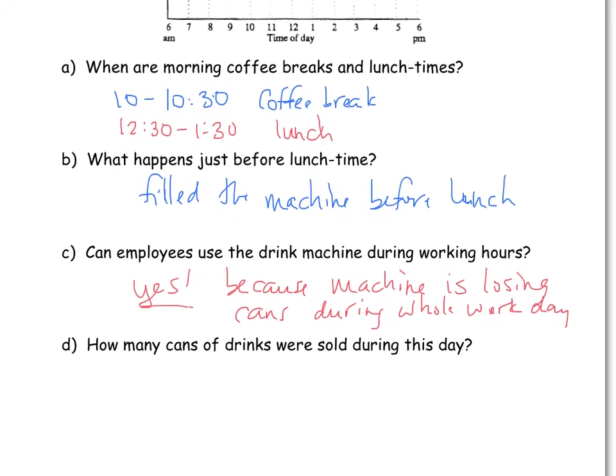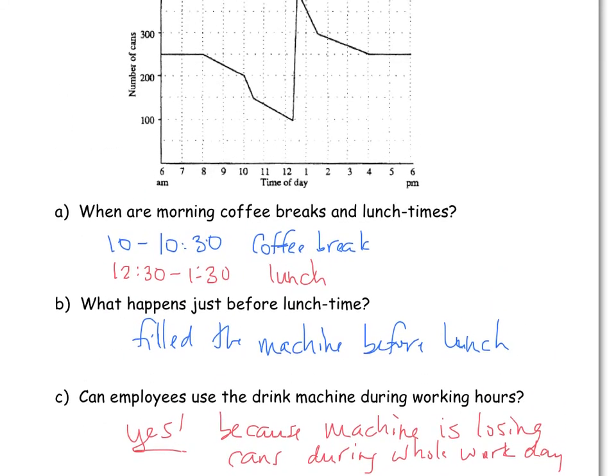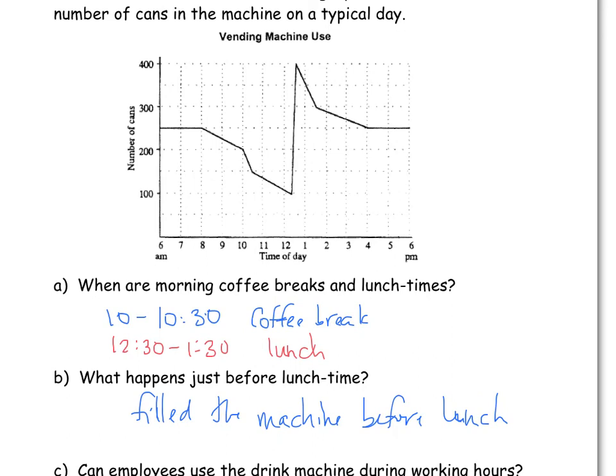Okay, and D, how many cans of drinks were sold during this day? Oh, okay, well that's an interesting piece of information. So now we started at 250. We went down to 200, so that's 50. We sold 50 here between 8 and 10. And then we sold all the way down to 100, so we sold another 100. So really, in this time period between 8 and 12:30, we sold 150 cans.